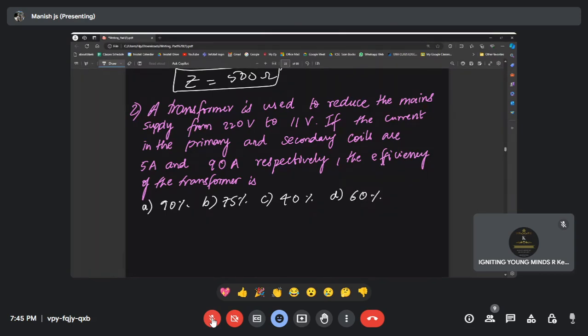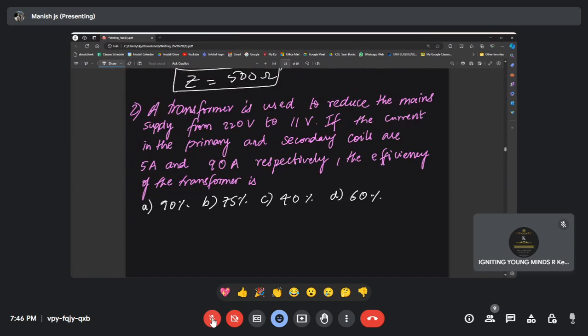Okay, so this is what they have given in this particular question. You have a transformer, and this transformer is used to reduce the voltage. They are telling us that it is used to reduce the voltage from 220 volts to 11 volts, as you can see, and they've given you the currents in the primary and the secondary. So this is what they have given.